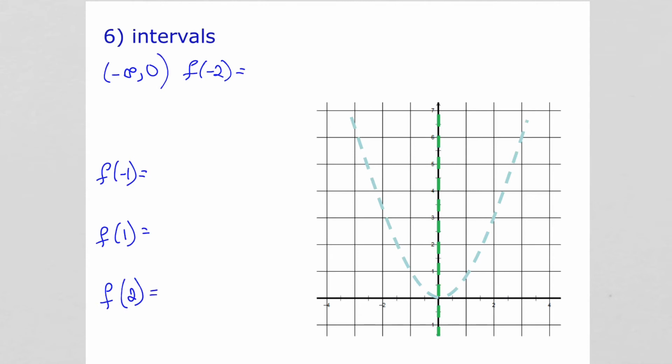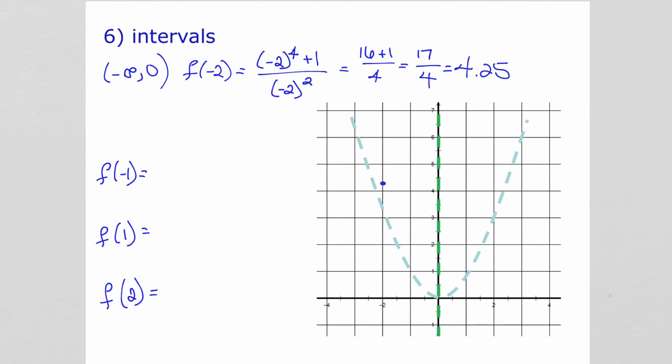Okay. So negative 2, let's see what that gets us. It's negative 2 to the 4th plus 1 over negative 2 squared. Negative 2 to the 4th is 16. Negative 2 squared is 4. So we have 17 over 4. I'm going to need to change that to a decimal. We get 4.25. So we've got the point negative 2, 4.25.